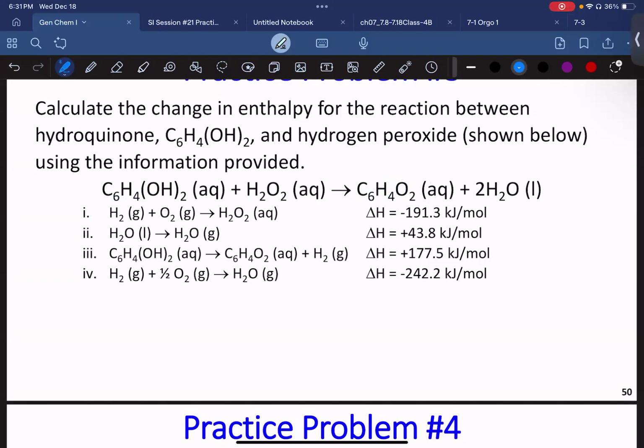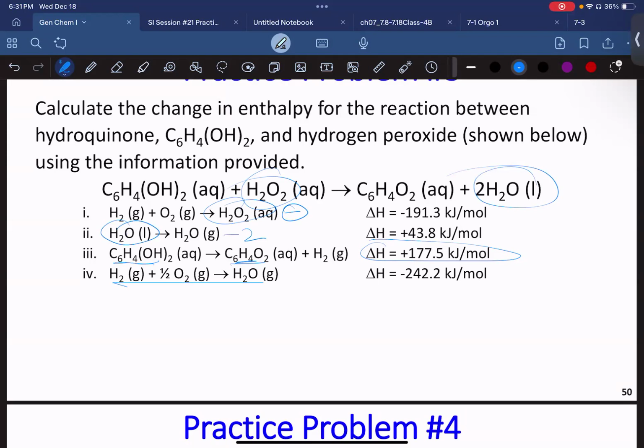So we see here that this one is already good, so we can keep this reaction the way it is. For this one, you have to flip it, so it would be a negative. And for this one, we have a liquid, so we have to flip it and multiply it by 2. So it would be -2.